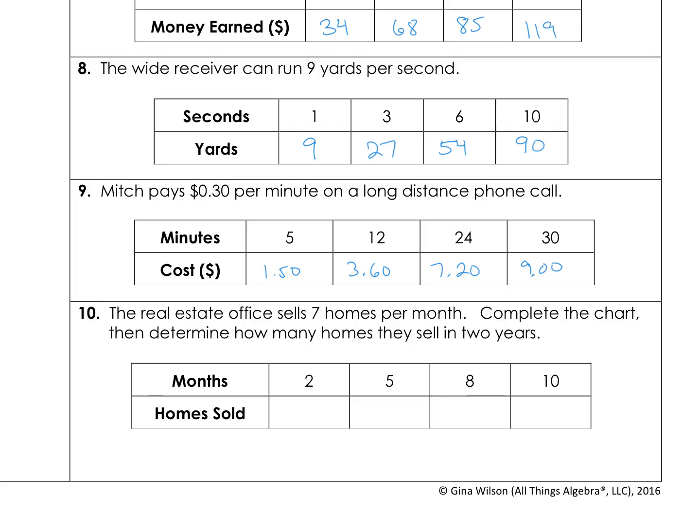Now here, the table is pretty straightforward because it's just 7 homes per month, so we would just multiply by 7 for each of these. But then it asks how many homes you could sell in 2 years. Now the tricky thing is, because the rate is given in months, we have to do a conversion. So since 2 years is actually 24 months, in order to complete this problem, we'd actually have to take 24 times the 7, and we would end up with 168 homes that were sold.